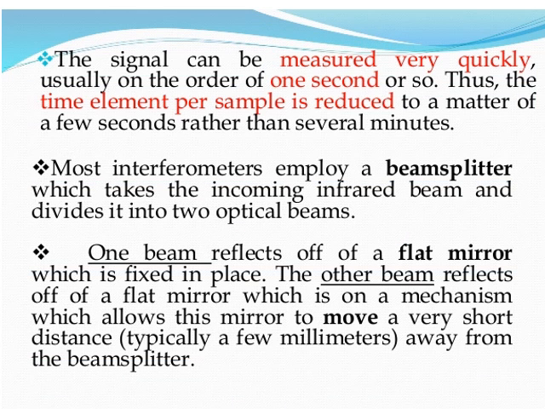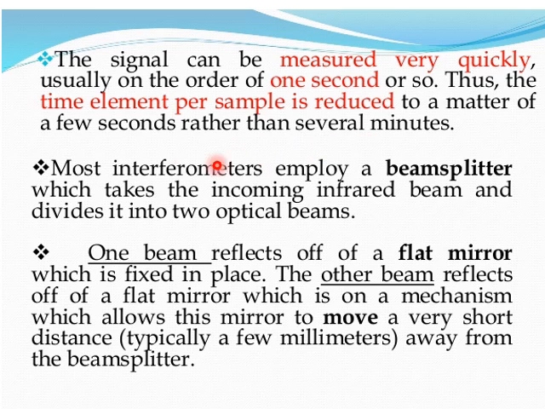In FTIR spectroscopy, the signals can be measured very quickly, usually on the order of 1 second or so. We can scan the spectrum in a very short time. Thus, the time element per sample is reduced to a matter of a few seconds rather than several minutes. In a dispersive instrument, several minutes are required for spectral scanning, while only a few seconds are required in FTIR instruments.